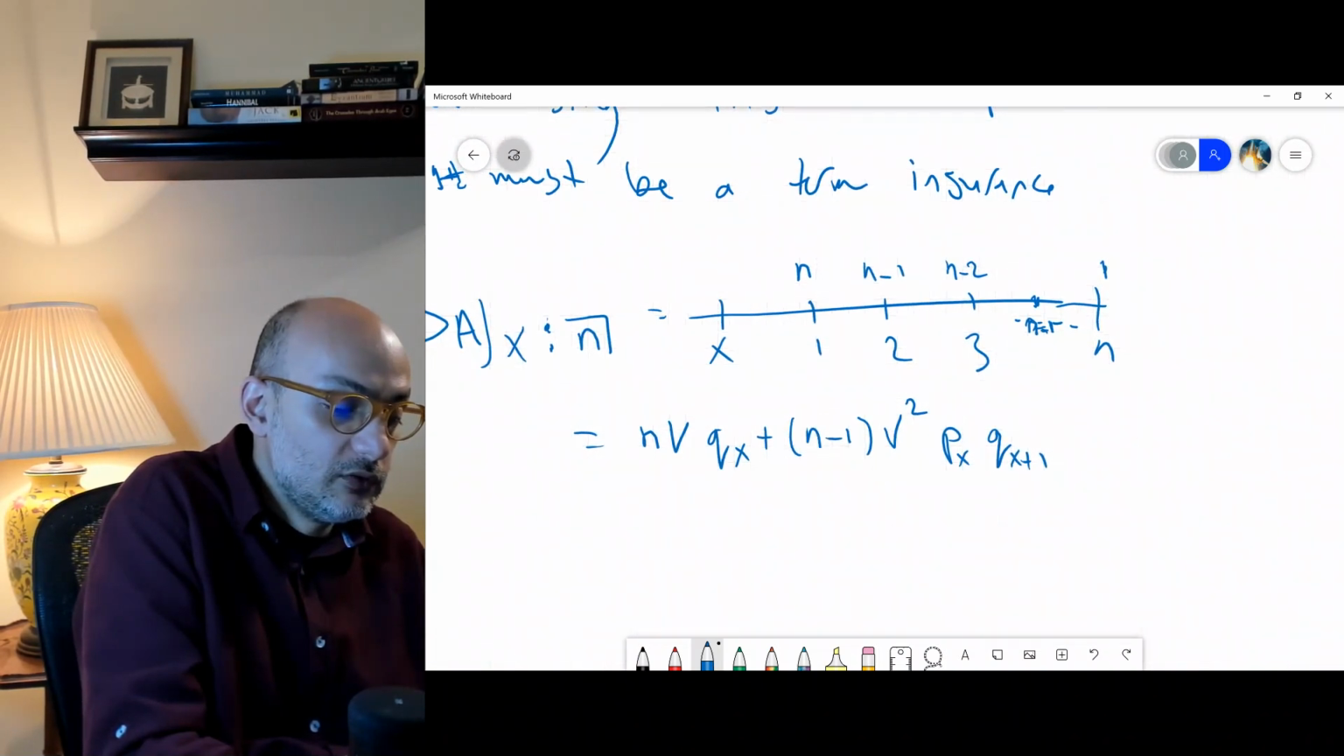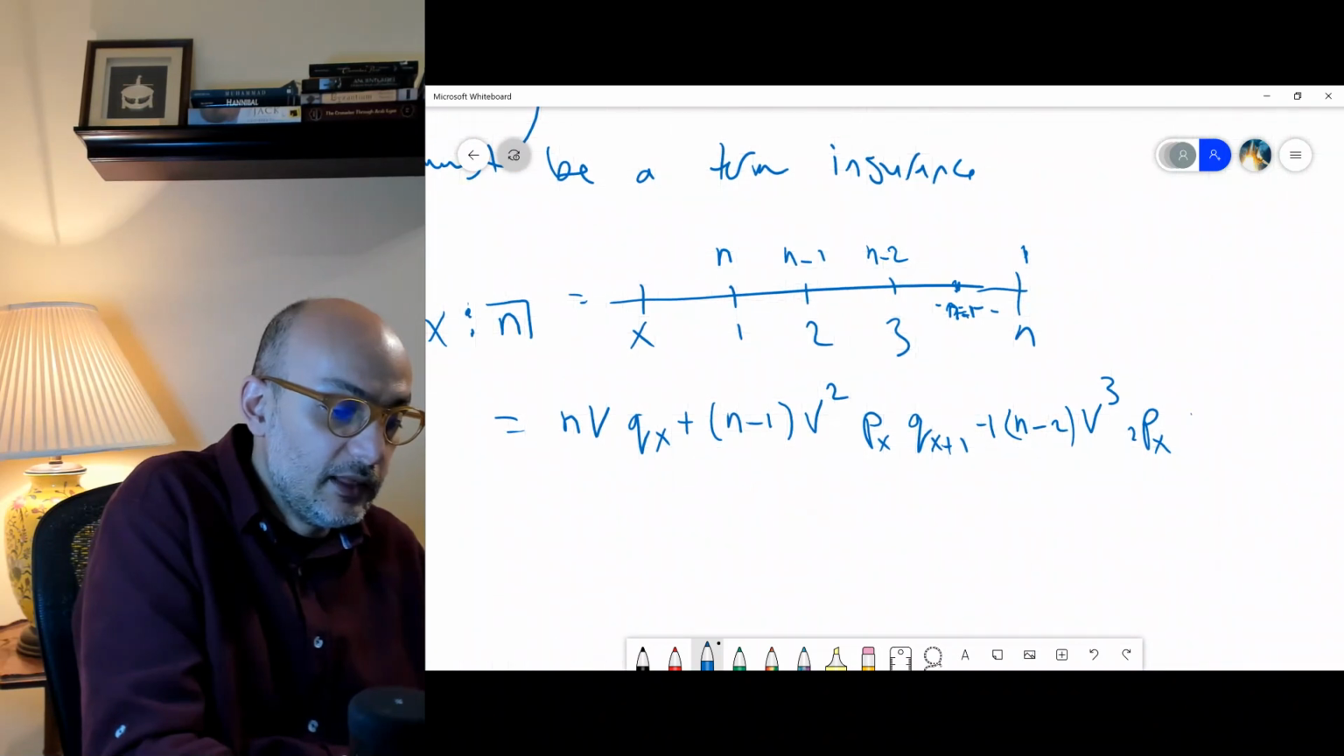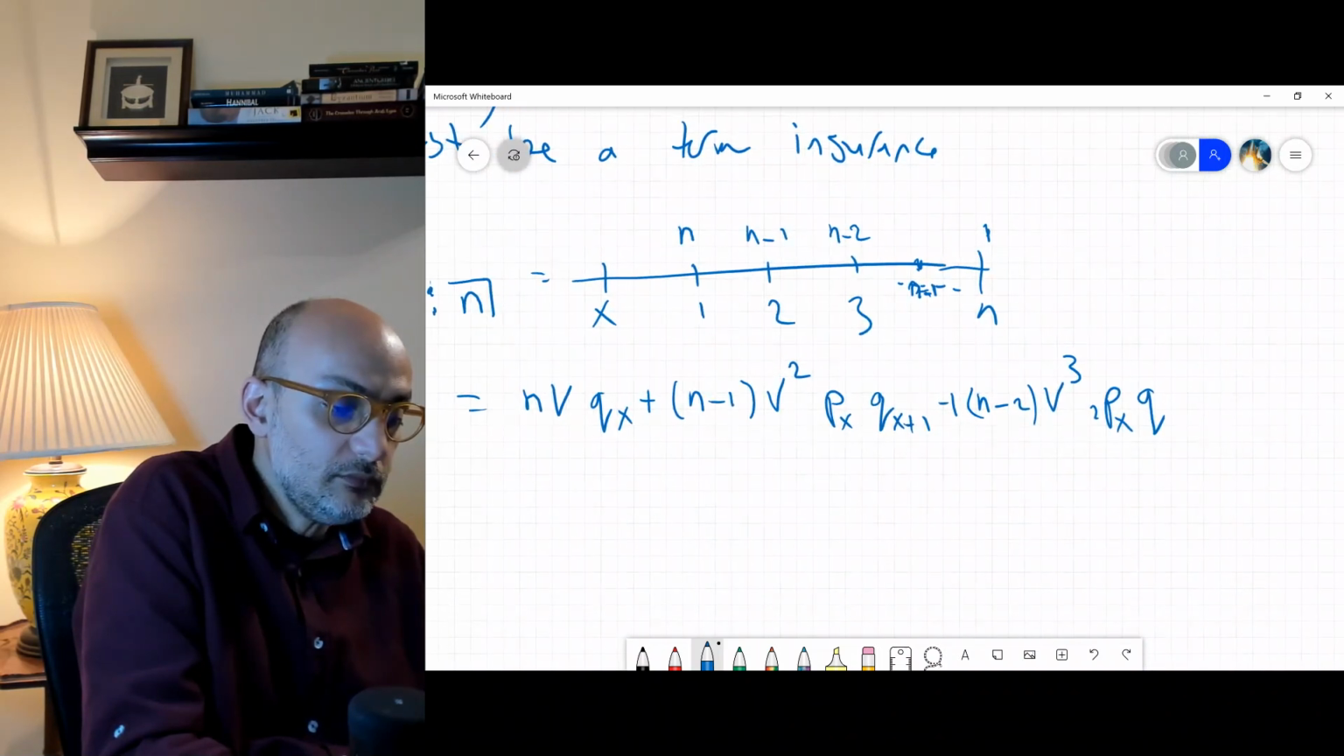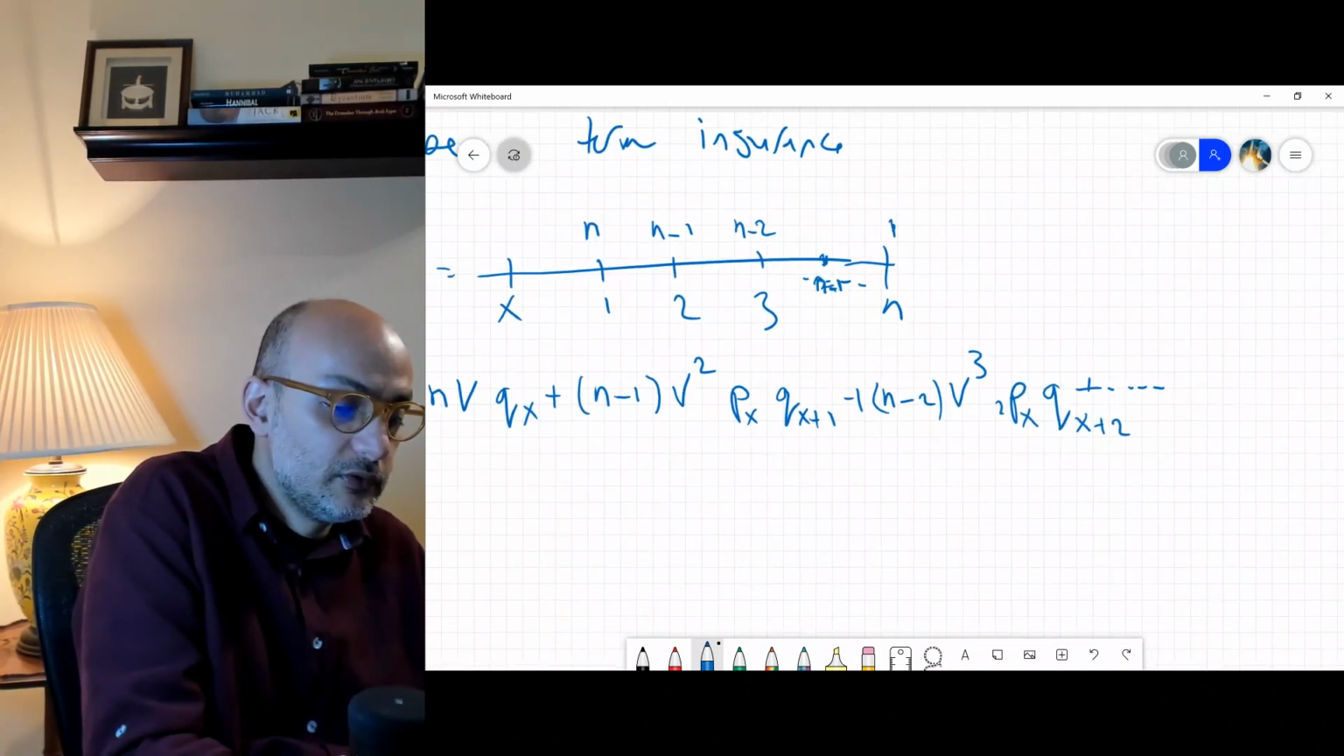Then what you need to do is now you add n minus 2, v cubed now, right? And v cubed now you have p to px, because you survived to 2px, and then you have a qx plus 2. Keep going up to the term of n.